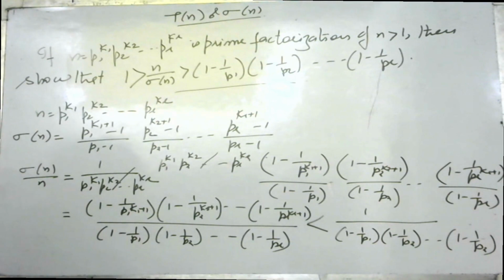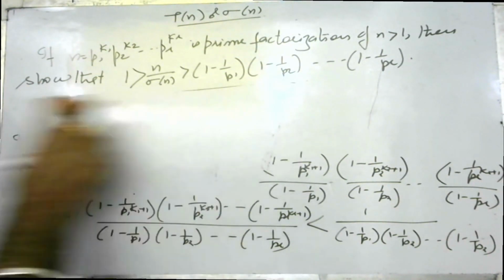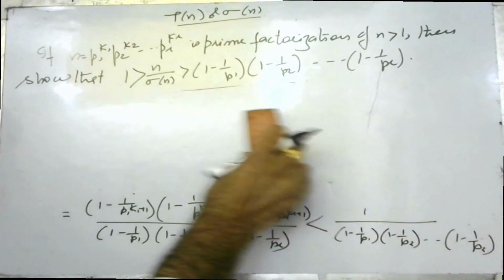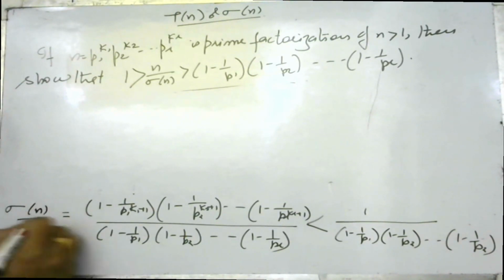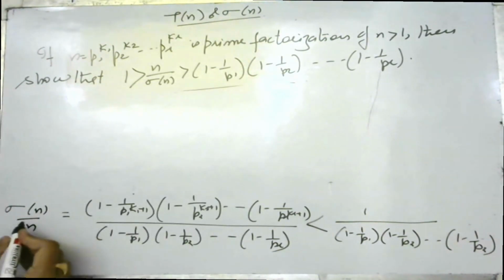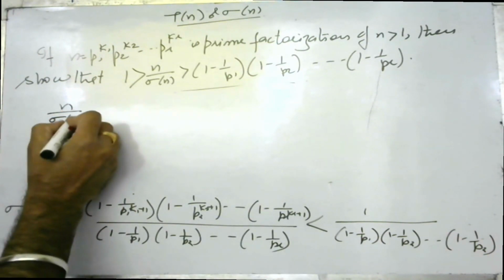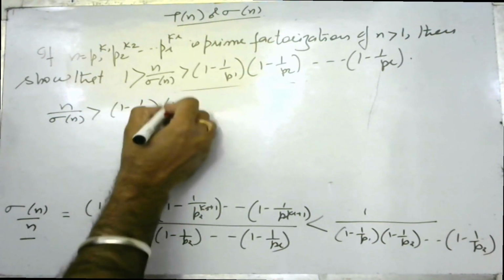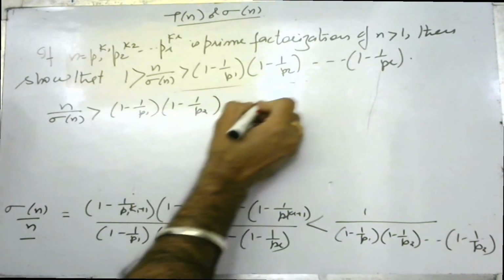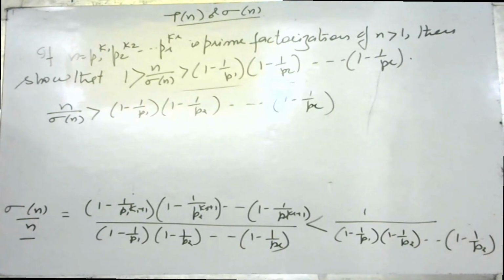So from this, we can again rewrite. Here we have sigma n by n. So as per the desired result, taking the reciprocal, what we get is n upon sigma n is greater than (1 minus 1 by p1)(1 minus 1 by p2) and so on, (1 minus 1 by pr), which is this part. Now the only thing required to prove is that 1 is greater than this.